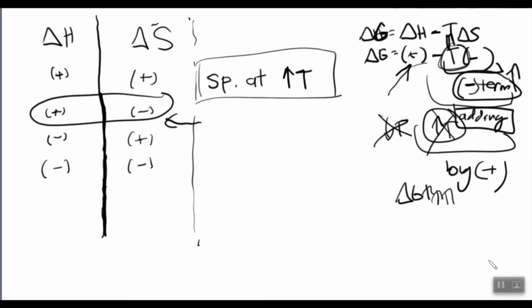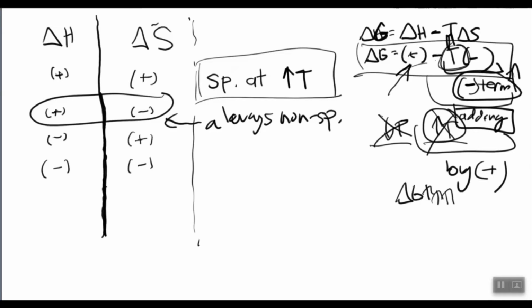So what do we do? Well, guess what? If the delta H is positive and the delta S is negative, it will never be spontaneous. So it's always non-spontaneous. And that's because either by low temperatures or high temperatures, the reaction will actually never be spontaneous because of the math we just went through.